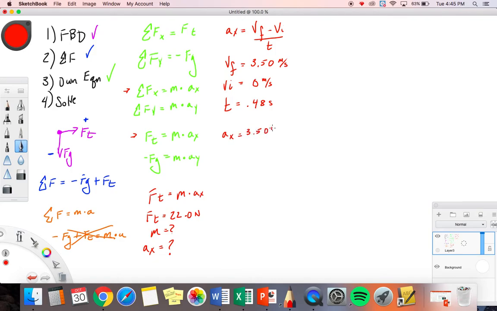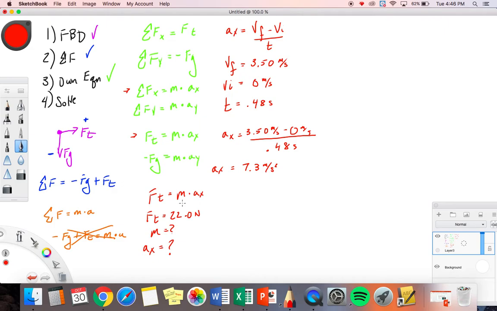3.50 meters per second minus 0 meters per second, divided by the entire thing, 0.48 seconds. And you should get an answer that is equal to 7.2916, but with sig figs, I have 2 sig figs in this problem. I need to have 7.3 meters per second squared as the acceleration in my x direction. So acceleration in the x. Now I just use this value down here and I plug it in.